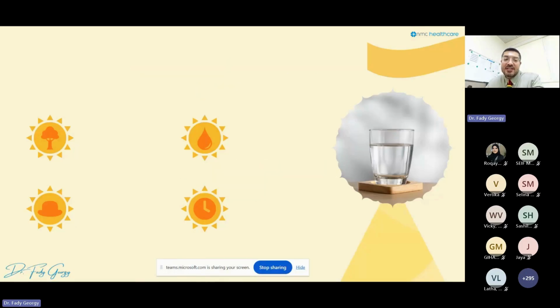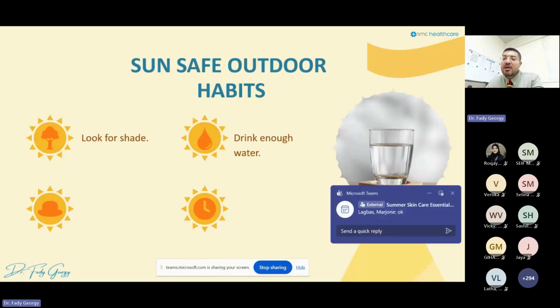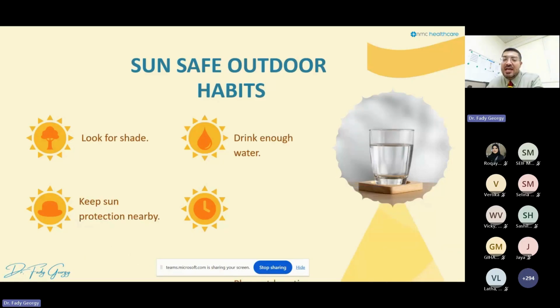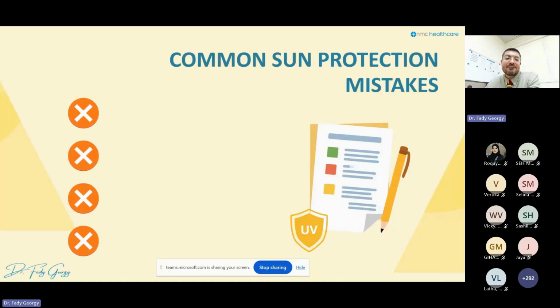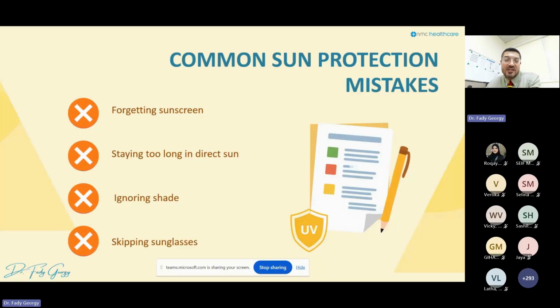Sun-safe outdoor habits must include always looking for shade. Drink enough water. Keep sun protection nearby by wearing hats or using umbrellas, and always plan your outdoor time wisely. Stay away from high time exposure to the sun, like from 10 a.m. to 3 p.m. That's the high time where the sun is really acute and very aggressive. Common sun protection mistakes are forgetting your sunscreen, staying too long in direct sun, and ignoring staying in the shade, hydrating, or keeping proper sunglasses on.